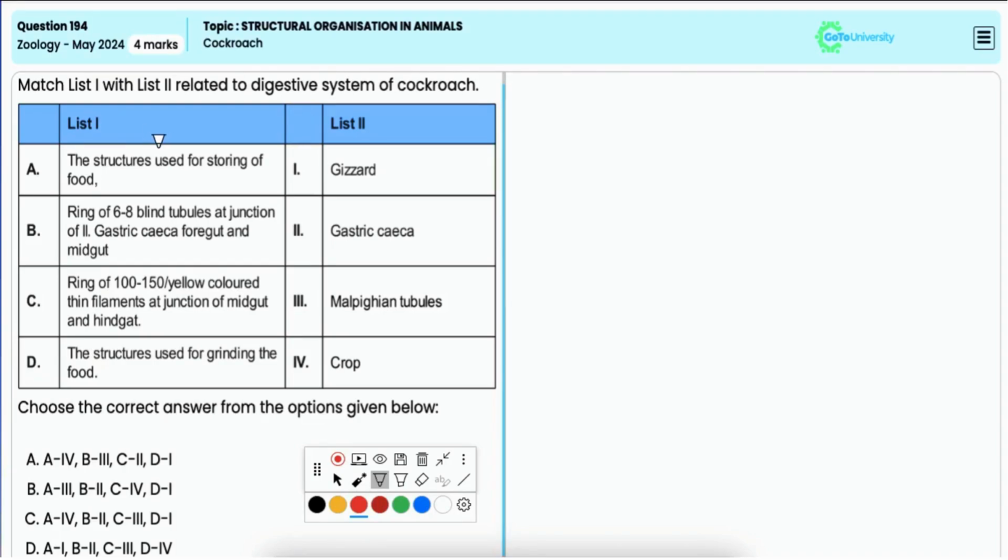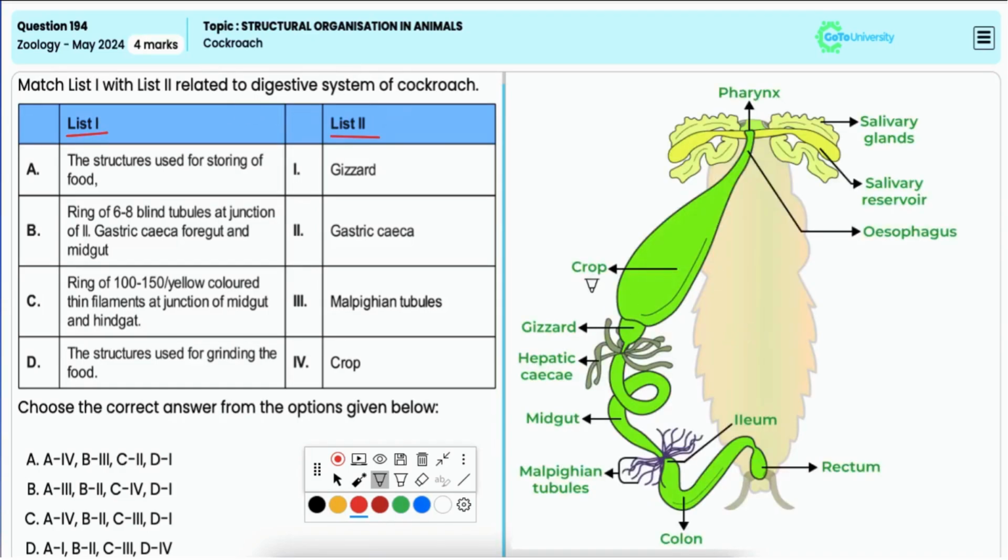In this question, you have to match the items given in list 1 with those in list 2. Now, crop is the structure which is used for storing of food. Thus, A matches with 4.